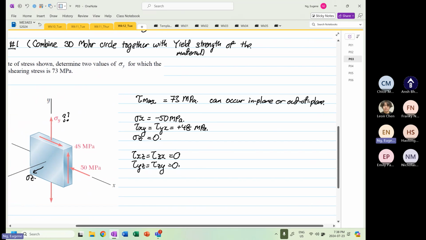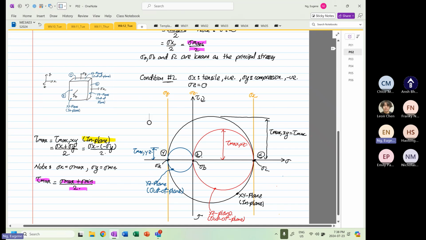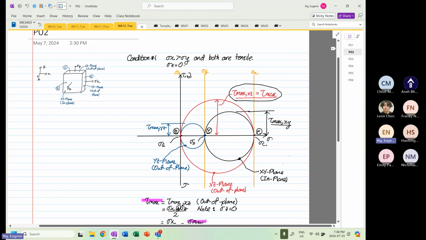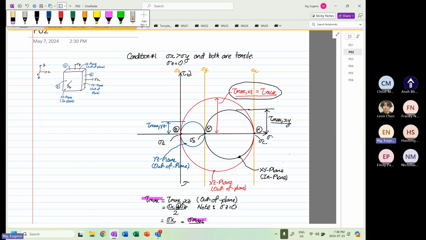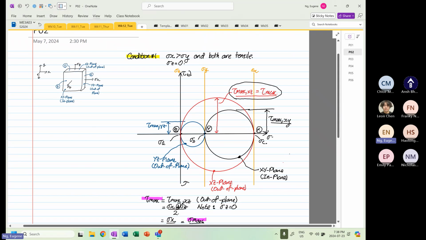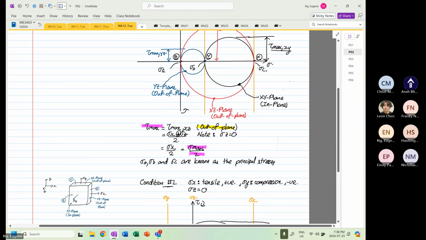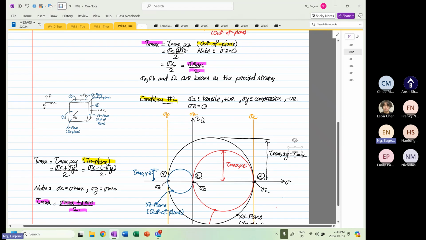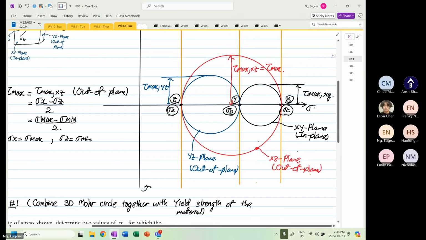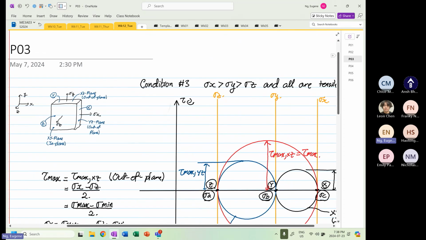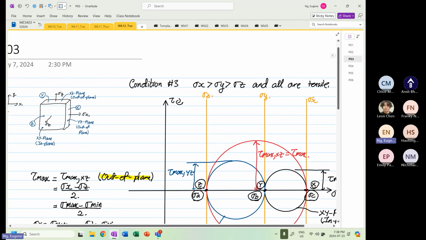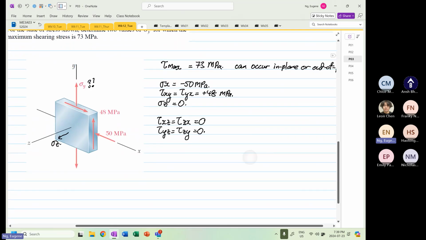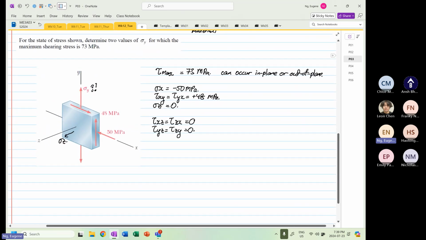Right? There's two possibilities. Over here, we can see condition number 1: from here, tau max happens to be out of plane, as you can see down here. Condition number 2: tau max can be in plane. And condition number 3: tau max can be equal to that out of plane. So there's two possibilities. Tau max can be in plane or tau max can be out of plane.